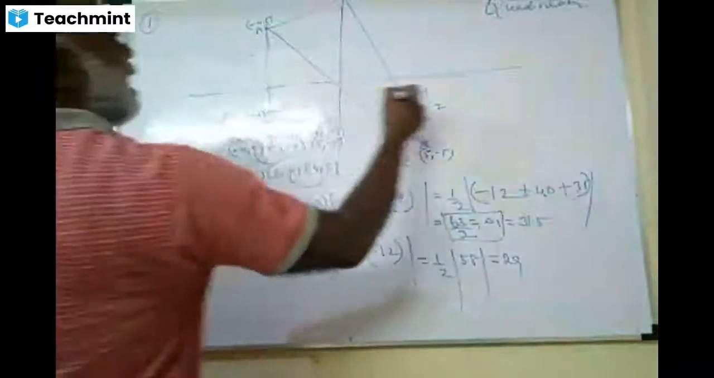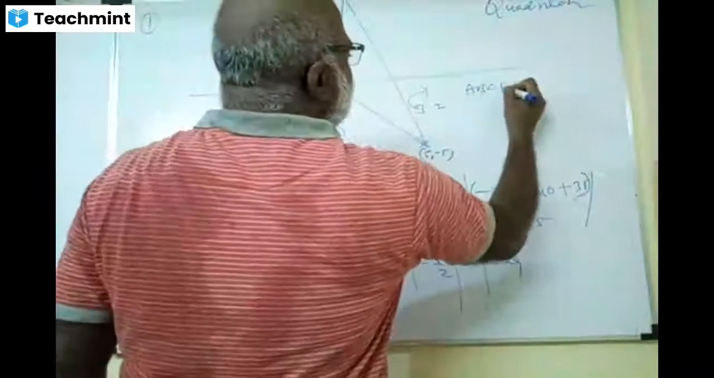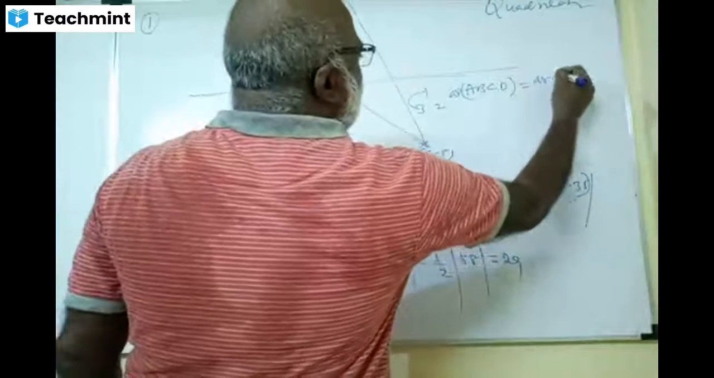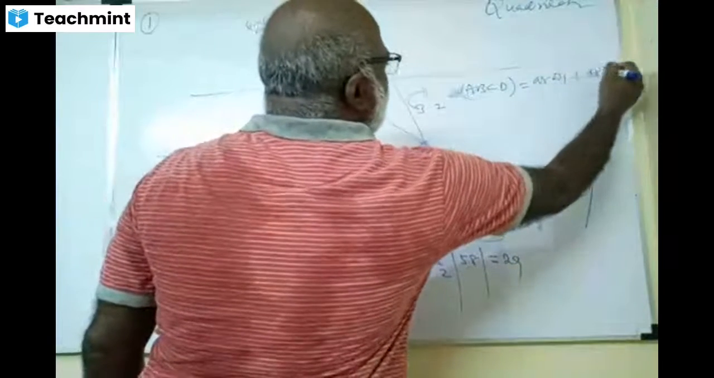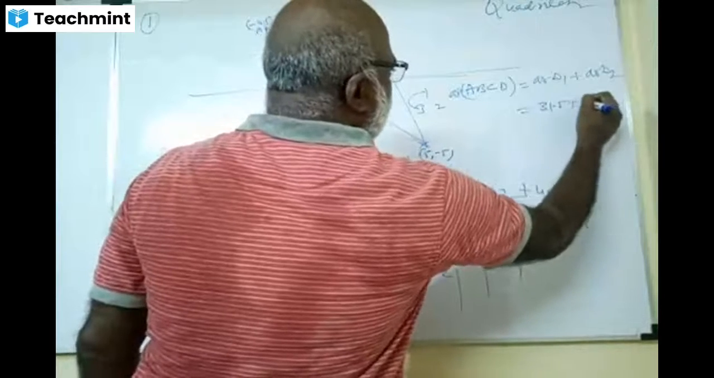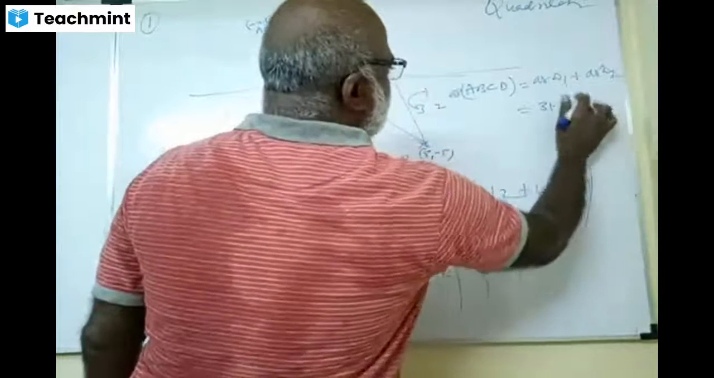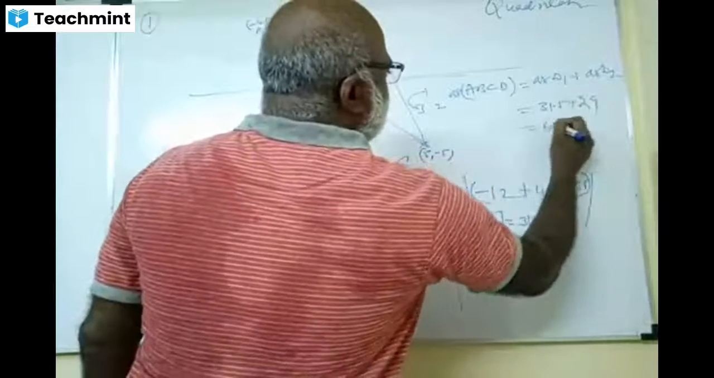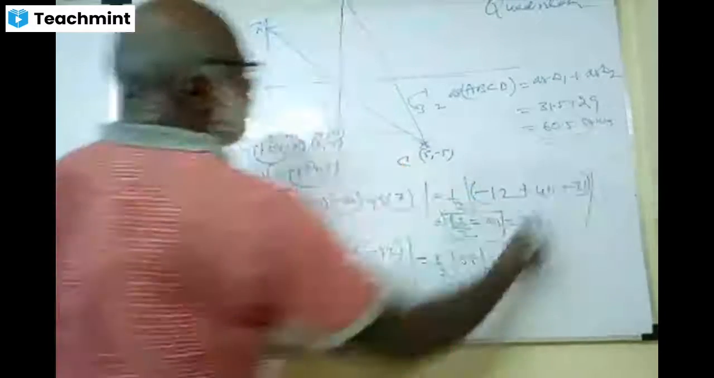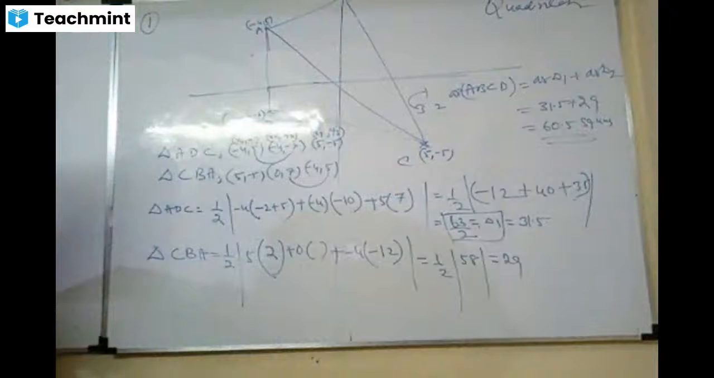Therefore, area of a quadrilateral ABCD is equal to area of triangle 1 plus area of triangle 2. That is 31.5 plus 29, which is nothing but 60.5 square units. Okay, that's all. Am I clear, please?